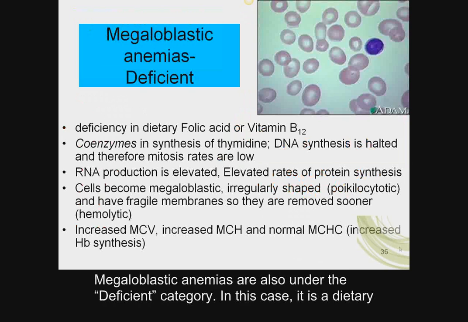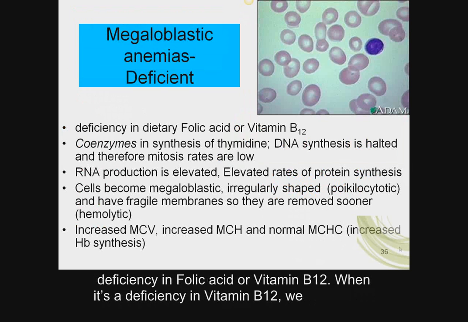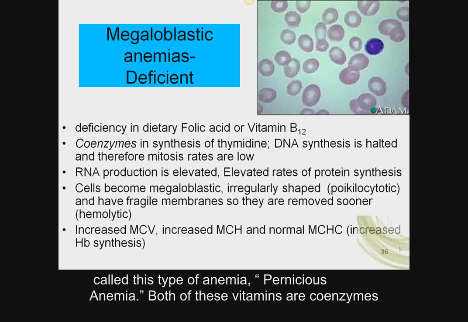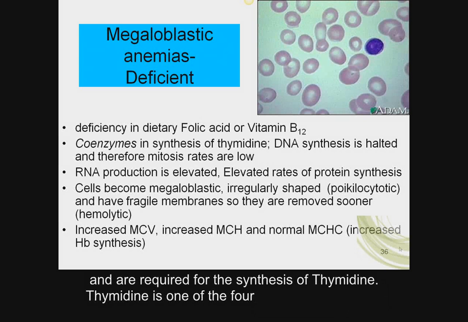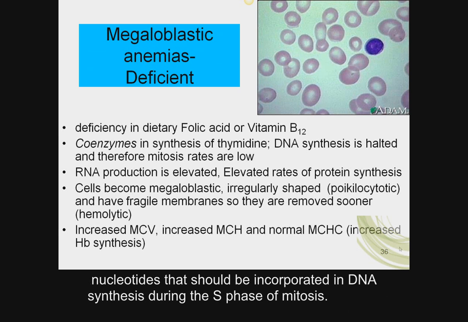Megaloblastic anemias are also under the deficient category. In this case, it is a dietary deficiency in folic acid or vitamin B12. When it's a deficiency in vitamin B12, we call this type of anemia pernicious anemia. Both of these vitamins are coenzymes and are both required for the synthesis of thymidine. Thymidine is one of the 4 nucleotides that should be incorporated in DNA during DNA synthesis during the S phase. If we don't have enough of these coenzymes, then we don't make enough thymidine.